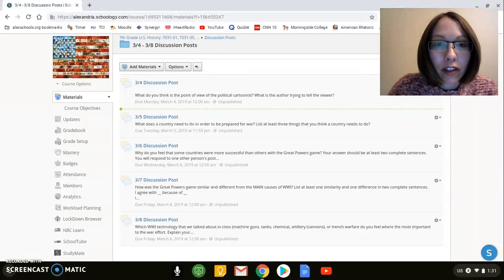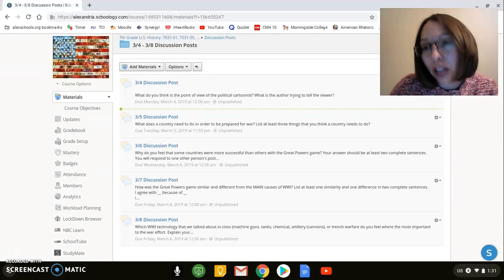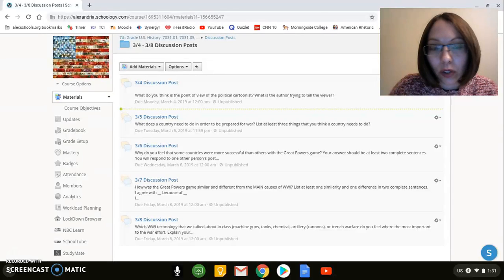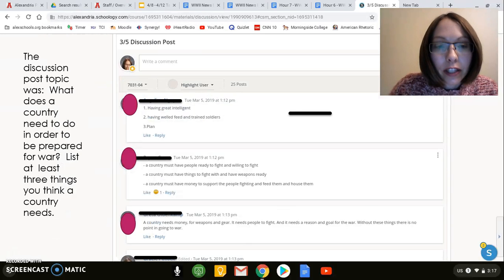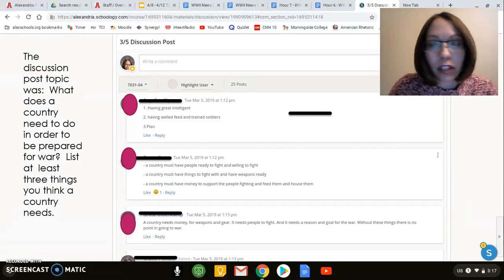Here is the discussion post for the week. So this is what it would look like for students. I only opened one each day, but this is overall what they look like. So you can see, this is students responding to each other. You can see I had a first student at the top there. This was from 3.5, and you can see that the title or the topic is on the side here.